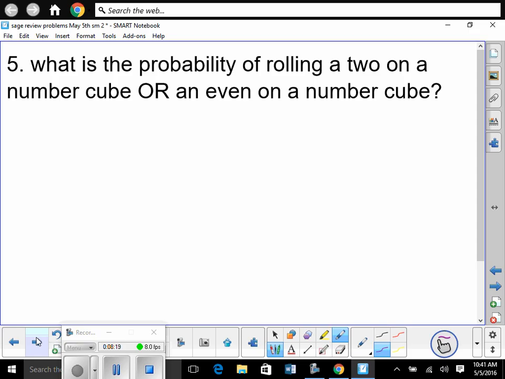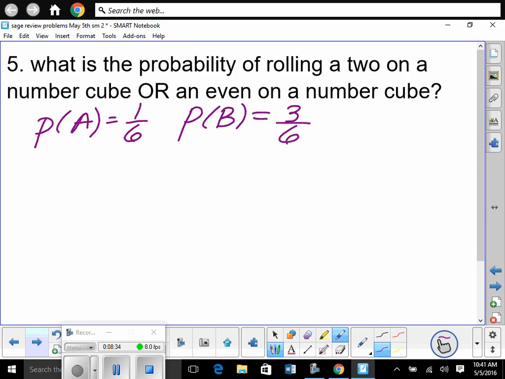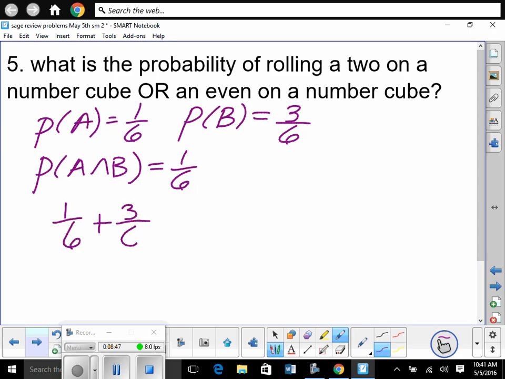Next one. What's the probability of rolling a 2 on a number cube or an even on a number cube? Also overlapping, right? So let's do the probability of A. What's the probability of rolling a 2 on a number cube? 1 out of 6. Probability of rolling an even? 3 out of 6. Now, 2 and even, what's the probability of A intersect B? How many times does that happen? 1 out of 6. So we know they're overlapping. So we do the probability of event A plus the probability of event B minus the double dipping, the overlapping. So our final answer is 3/6, which is 1/2, right?